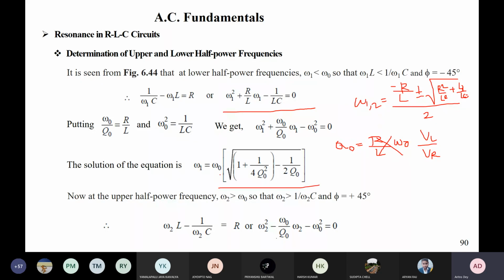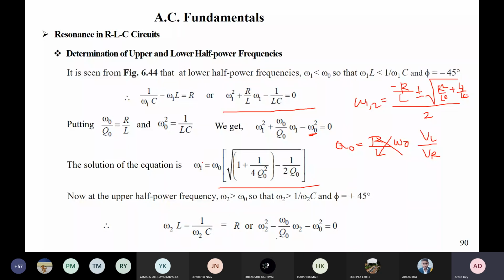And you can relate like this. You can express the whole thing like this. And omega 0 is your resonant frequency, because we know that 1 by root LC is your resonant frequency. So the whole thing you can replace like this: omega 1 square, omega 0 by Q0 is your R by L, because Q0 is equal to VL by VR, and 1 by LC is equal to your omega 0 square.